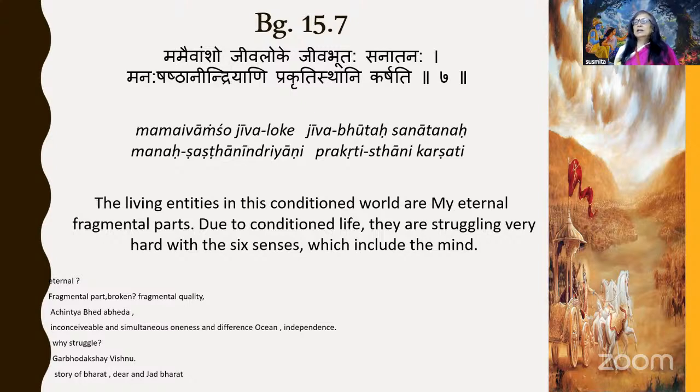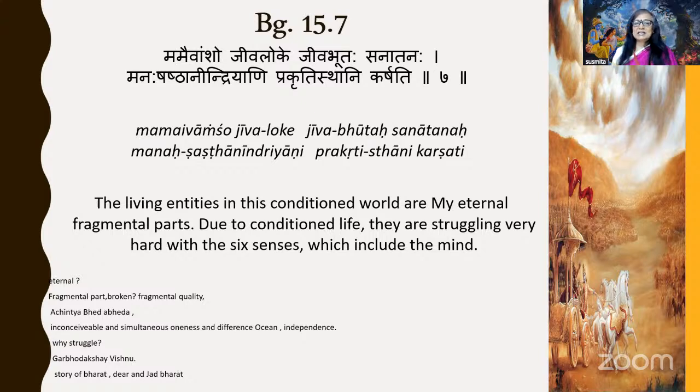And we talked about that there are 84 lakh species of living entities. So Jiva Loka covers all of them. Jiva Bhuta covers all the 84 lakh species. And Krishna says all of them, whether it is an ant, an insect, a plant, anything, are nothing but my amsha. They are my fragmental part. Mamaivamsho jiva loke jiva bhuta. And he says that they are not only my part today, but sanatana. Sanatana means eternal.